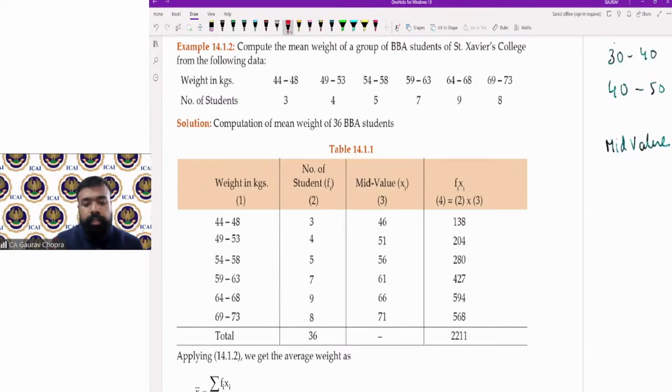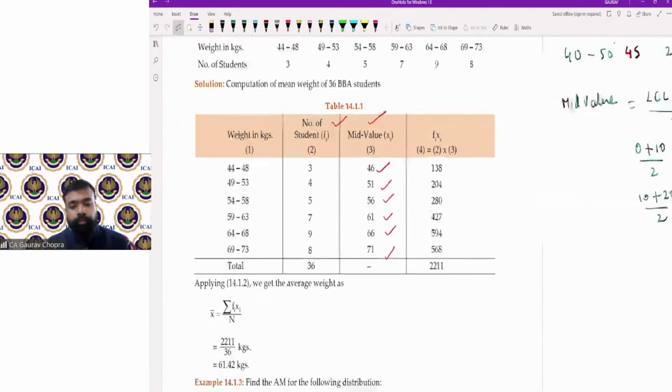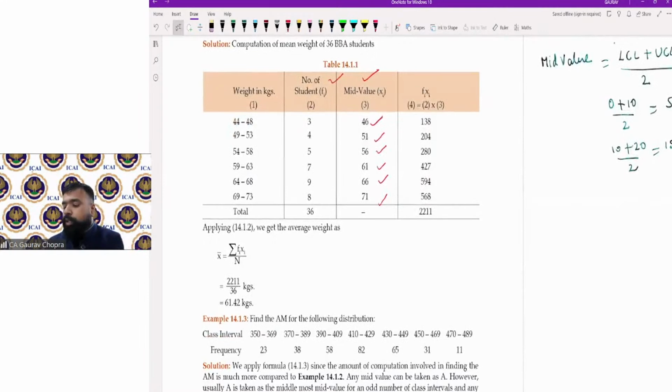As you can check, this is the mid value, 44 plus 48 divided by 2. So you are getting 46. Then 49 plus 53 upon 2, 51. Then 56, 61, and so on. So the first step is to find out the mid value. After this mid value, the steps are the same. F multiply by X on your calculator and get your answer. Okay. So in this way, you can easily calculate your result.